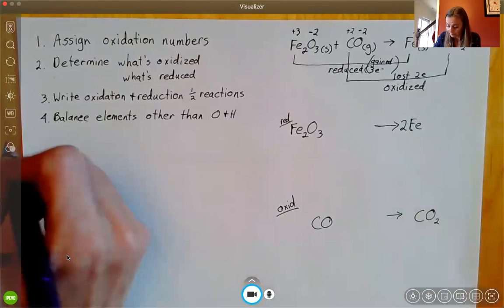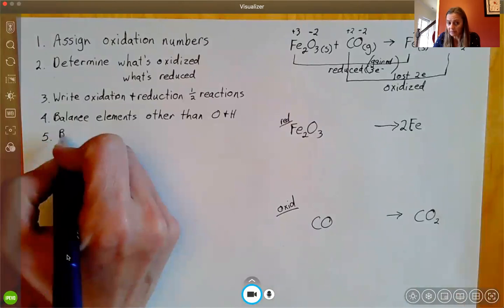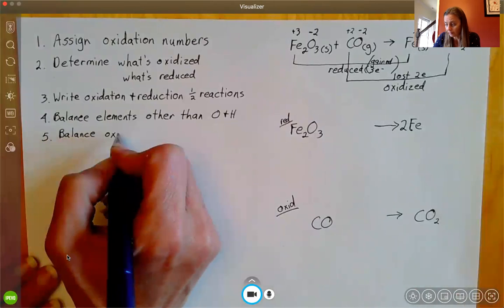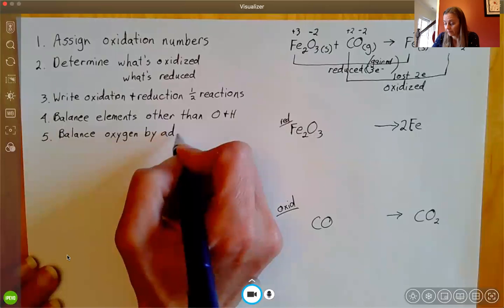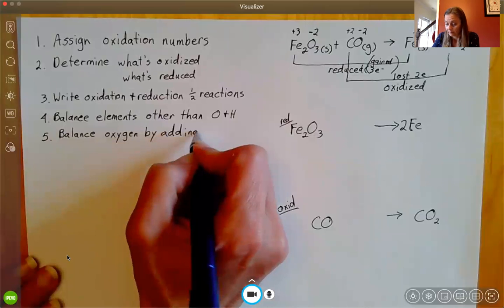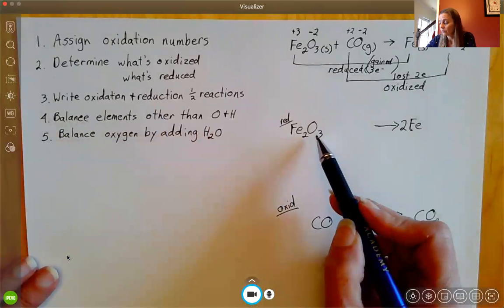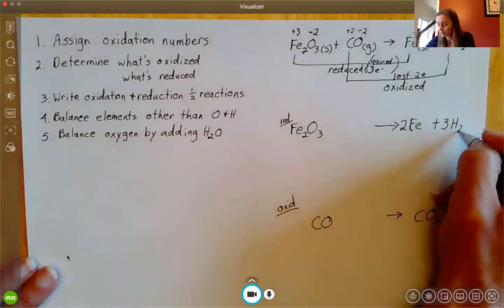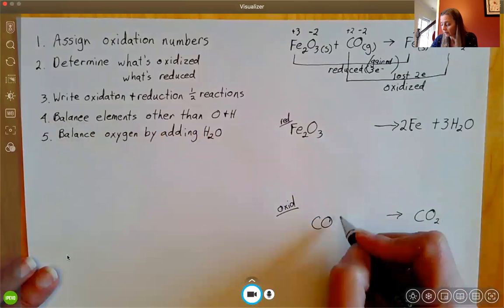Okay. Having done that, I am now going to balance oxygen, but this is a whole new concept. We're going to balance oxygen by adding water. So I have 3 oxygens on this side. So in order to have 3 oxygens on this side, I'm going to add 3 water molecules. And here I have 1 oxygen and 2 oxygens, so I'm going to add water on this side.